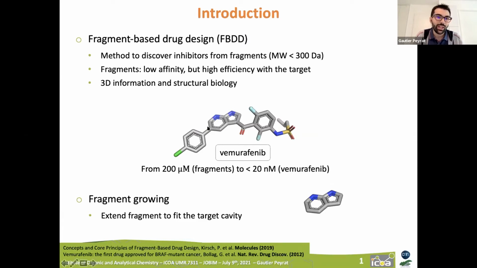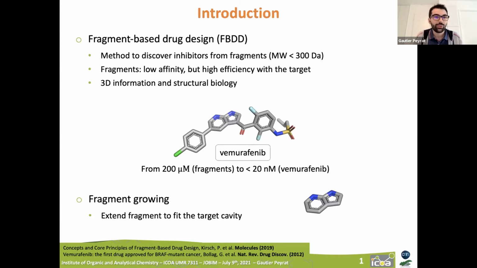In the middle of the slide, I show you vemurafenib, which is the first inhibitor that was discovered from fragment-based drug design. In the study, the researchers went from a low activity of 200 micromolar for the first fragments to a better activity of lower than 20 nanomolar for the inhibitor vemurafenib.